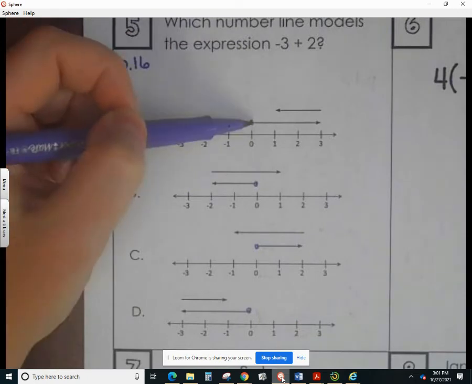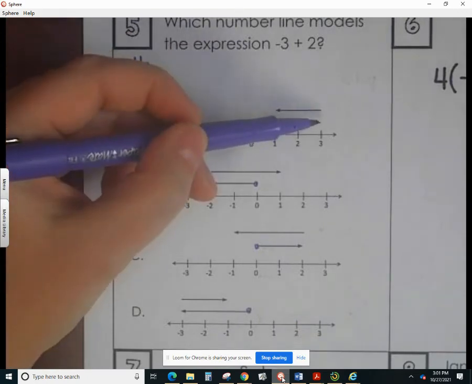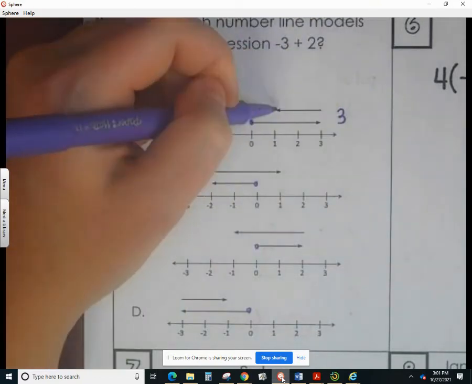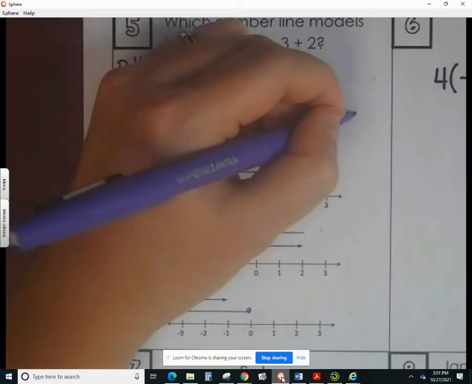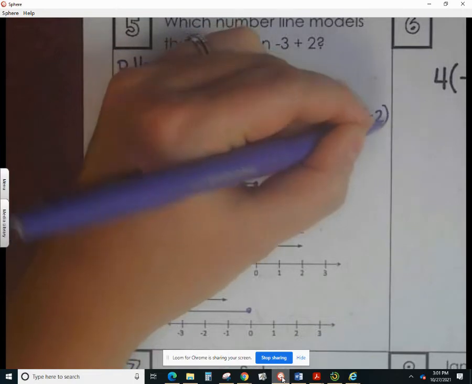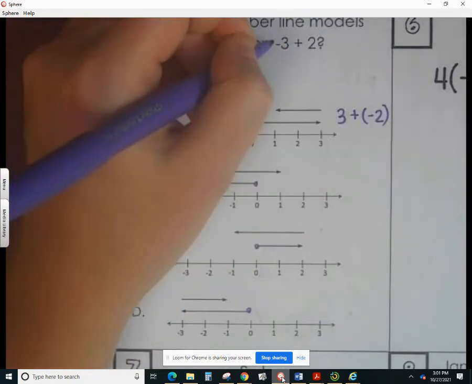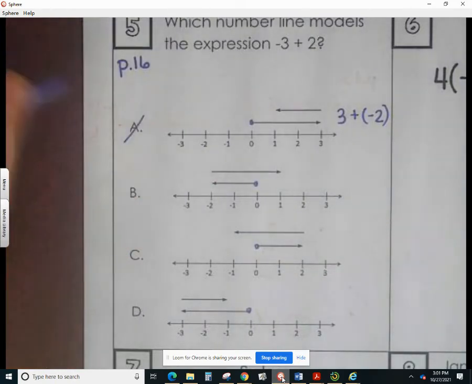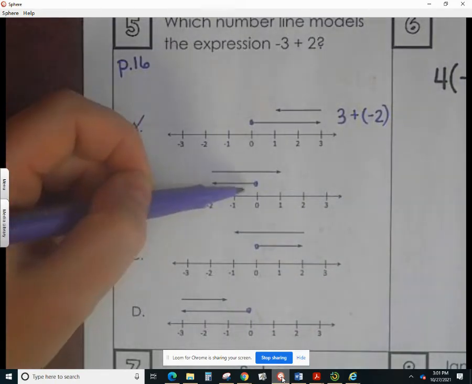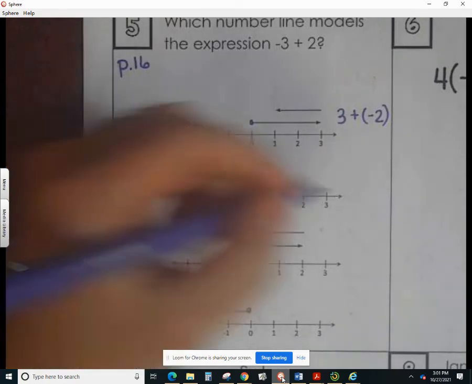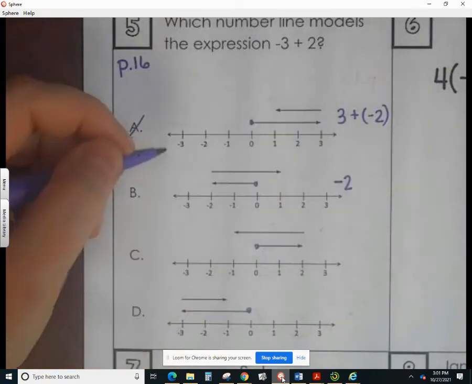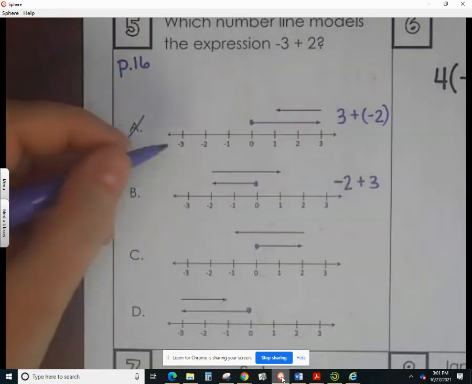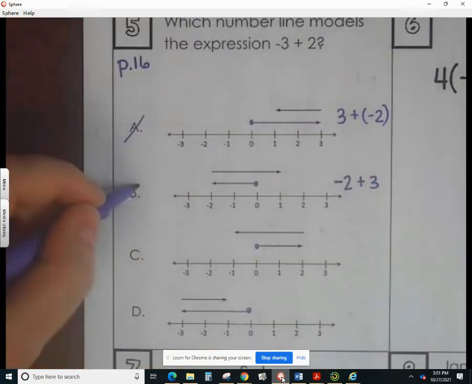So my first one, it starts by going to the right 3 units. So that's actually positive 3. And then it goes to the left 2 units. So that's adding negative 2. So that's 3 plus negative 2 instead of negative 3 plus positive 2. I'm going to get rid of A. On the next one, it does go to the left first, but it only goes 2 units to the left. So that's negative 2. And then it goes 3 units to the right. So that's negative 2 plus 3. Still not what I'm looking for.